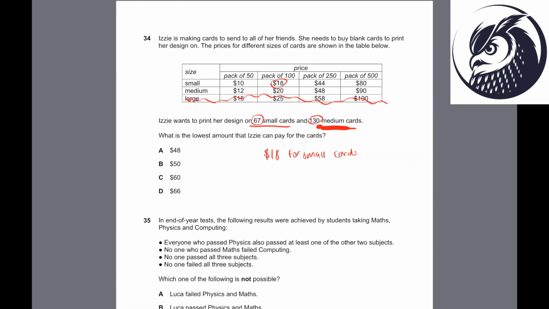Now for the medium cards, she would like 130. Now, again, there's different ways of getting to 130. You could just outright buy a pack of 250. That's going to cost you $48. Or what you could do is you can buy a pack of 50 for $12 and then buy another pack of 100 for $20, and now you have a pack of 150 as well. And that's going to be the cheaper option, right? So she needs to buy a pack of 50 for $12 and then a pack of 100 for $20. And if you add all of that together, that's going to give you a total amount of $50, and that is the lowest amount that Izzy can pay.